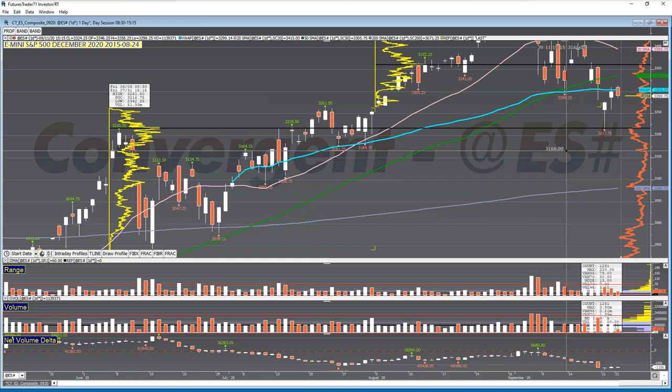The S&P currently has about a 3.5 point harmonic rotation, or the ebb and flow in a one minute period of the S&P is about 3.5 points. Okay, so what is that?